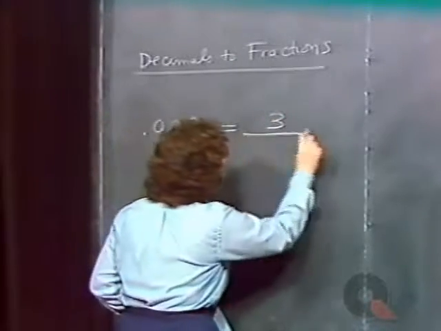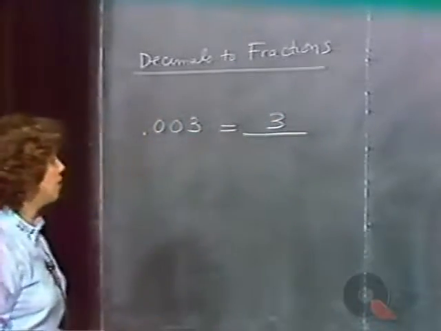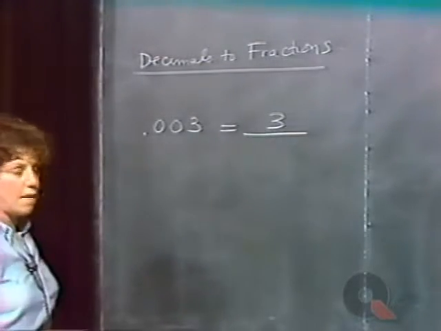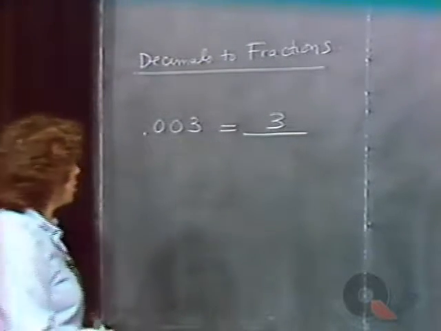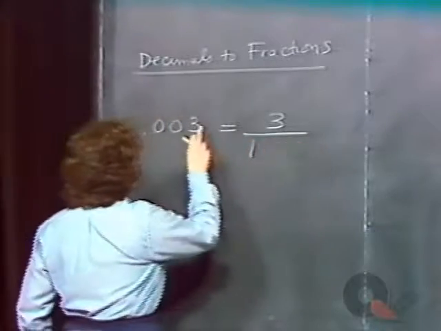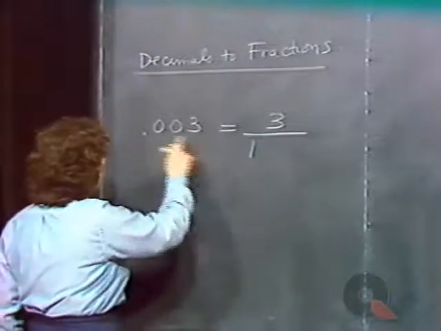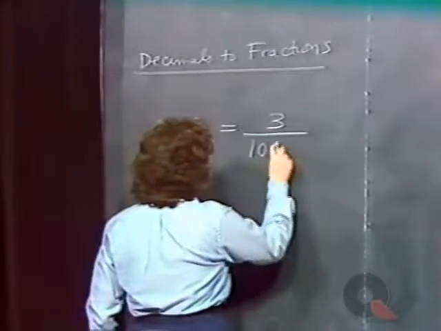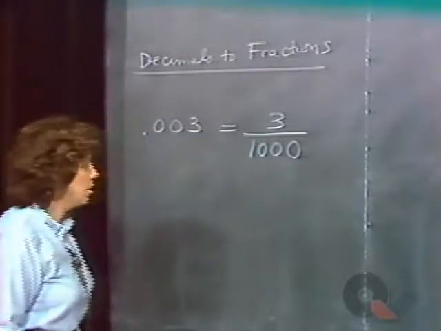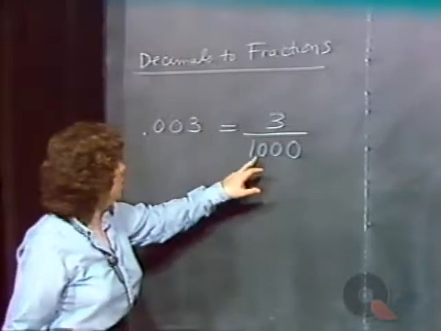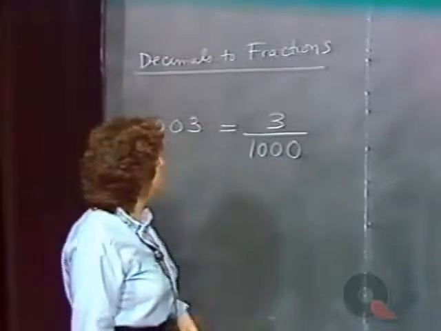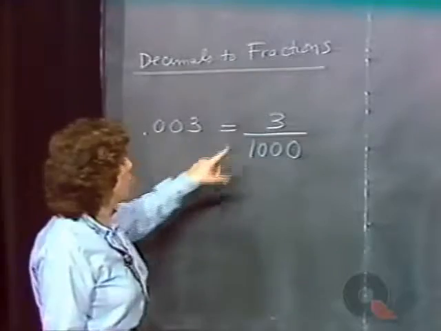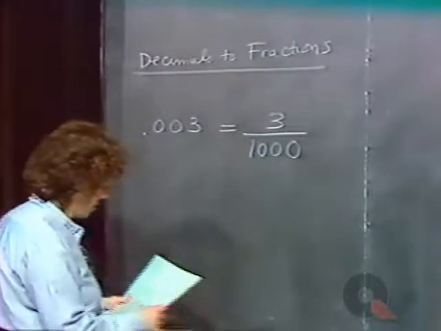That will be the numerator, divided by an appropriate power of 10. That is, by 1 followed by the right number of zeros. The right number of zeros would be the same number of zeros as there are decimal digits in the original problem. There are 3 decimal digits, so you will follow the 1 by 3 zeros. So the proper power of 10 would be 10 to the 3rd power, or 1,000. This is 3 thousandths, 3 divided by 1,000.